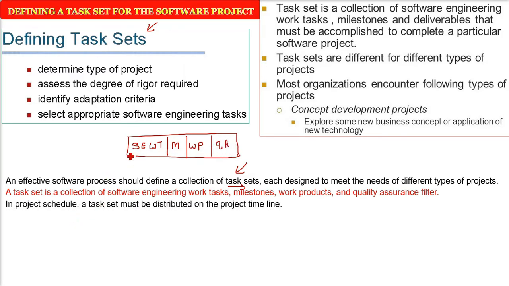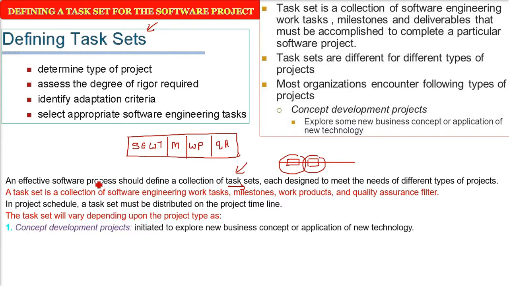So in a project schedule, a task set must be distributed over the whole project timeline from start to finish. So the task set, as I said, will vary. Task sets for different projects will be different. So the task set will vary depending upon the kind of project, the type of project. So what can be the different types of projects which we are talking about?